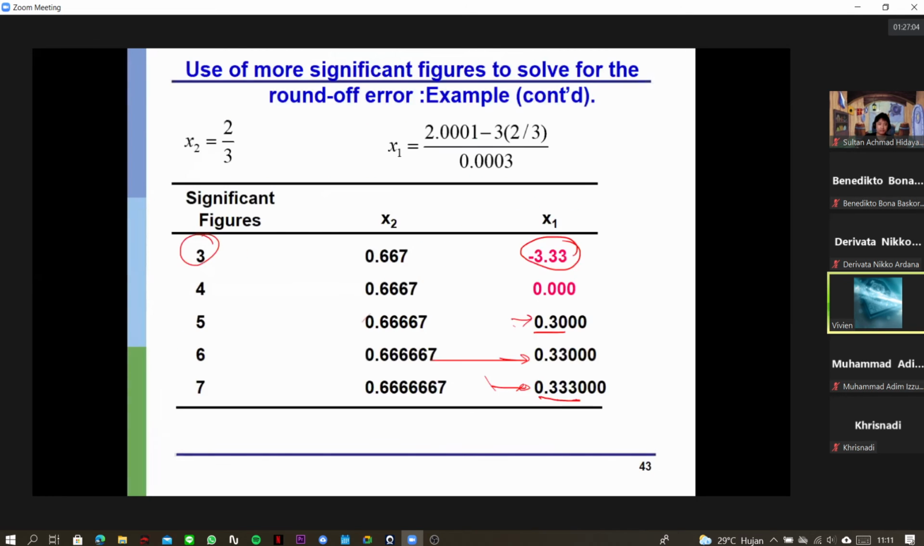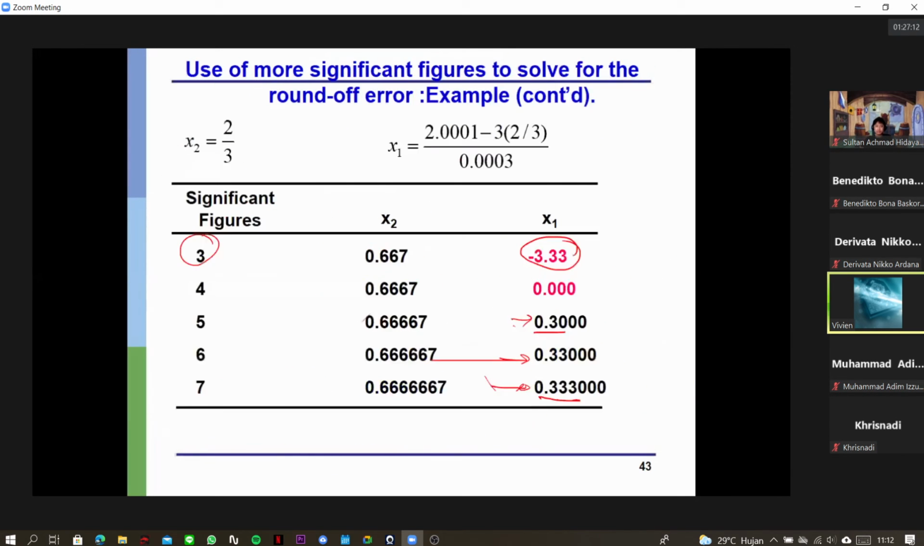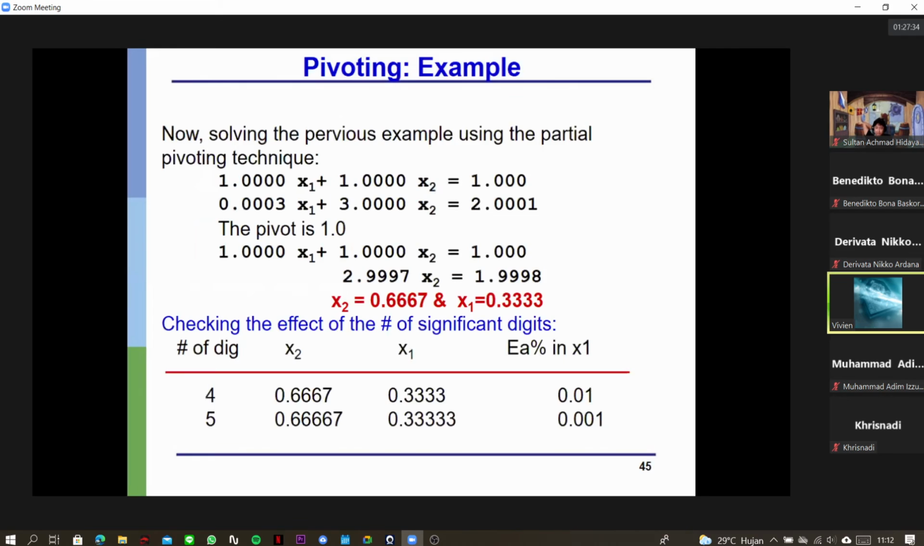Now next is to do pivoting to avoid division by 0. So we will see here that we will do partial pivoting. In this case, we find the largest coefficient in the column below the pivot element and then switch the rows, so that the largest element becomes the pivot element.